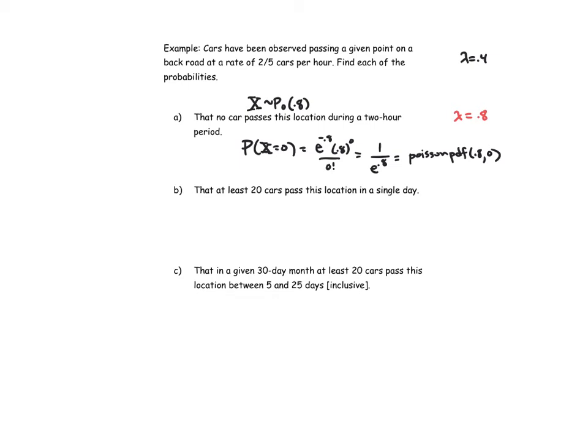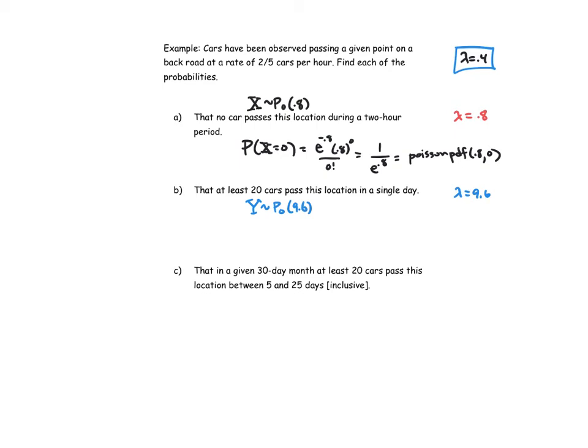It says that at least 20 cars pass this location in a single day. Okay, so now what I need to do is take my original lambda, turn that 1-hour rate into a 24-hour rate. So 24 times 0.4 ends up being 9.6. So lambda in our new case in part B will be 9.6. And I'm going to redefine a new variable here. I'm going to say y is Poisson 9.6. This would represent the number of cars passing this certain point in a given day.